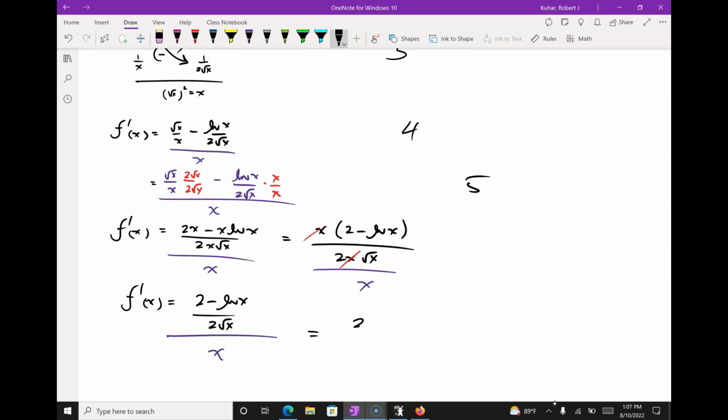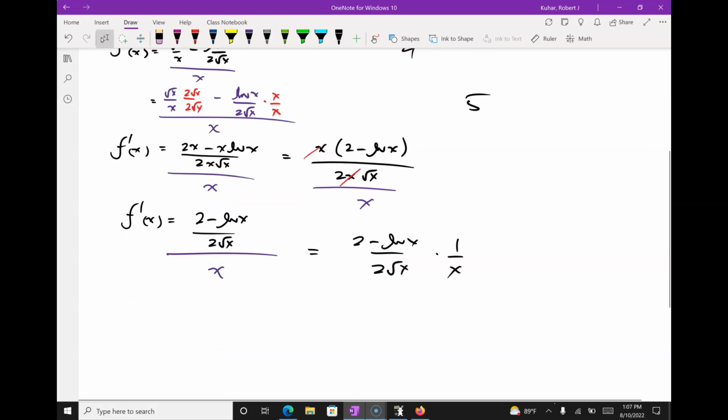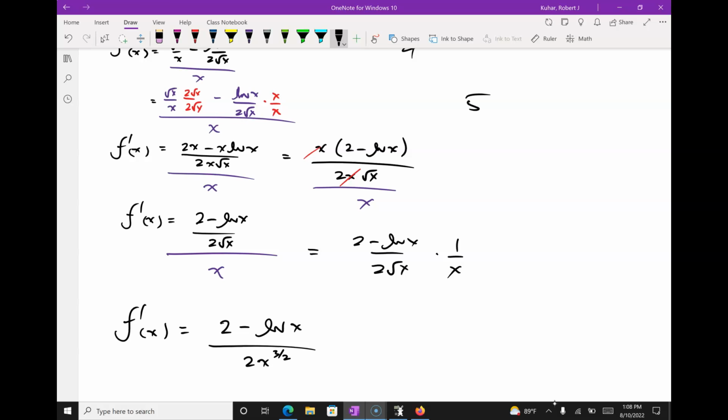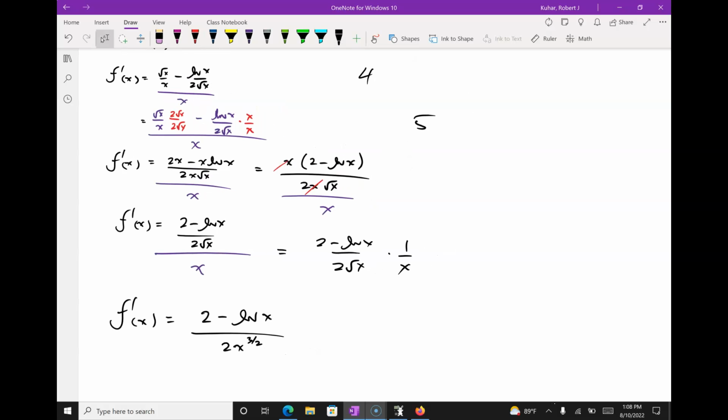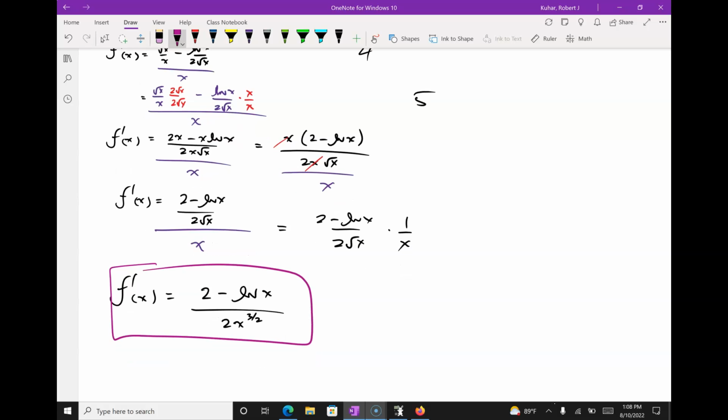So now I can go 2 minus ln of x over 2 square roots of x times 1 over x, right? Thank you. It doesn't change my criticals, but we gotta be more careful, right? We gotta be careful. We have to be precise. We want to be double checking ourselves.